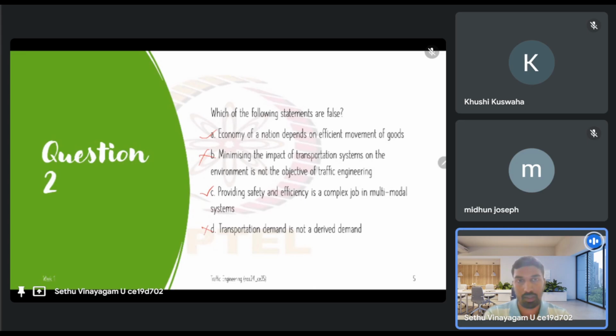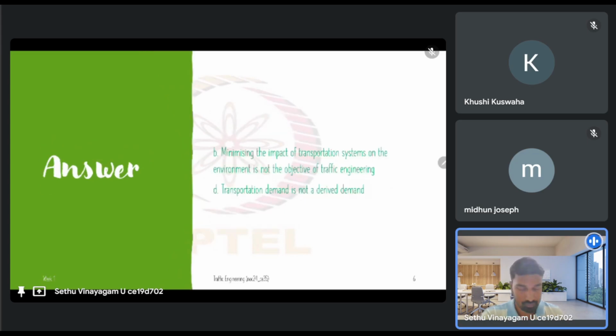If that need was not there, the need to perform that activity at location B, then the need to travel to location B will not be there, right? Because the spatial separation of the activities is what is creating the demand for the transportation, right? So therefore, this demand for transportation is derived out of the spatial separation of these land uses and different activities, right? So that's why transportation demand is a derived demand. So D says the opposite. So therefore, D is a false statement. So the right answer is options B and D.